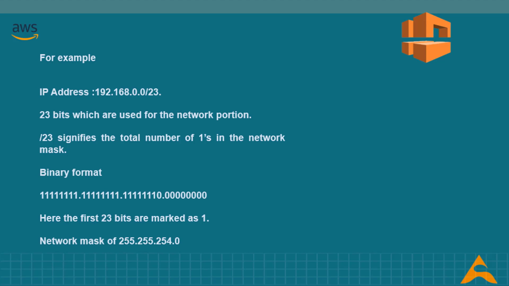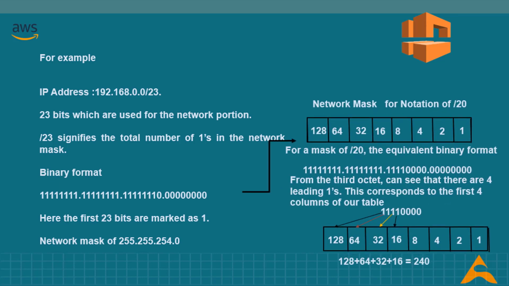Let's take another example. We have been given a notation of /20 as the mask. How can we calculate the network mask? We can do this with the help of the below table notation. For a mask of /20, the equivalent binary format would be as follows. From the third octet, we can see that there are 4 leading ones. This corresponds to the first 4 columns of our table. If we add these numbers, 128 plus 64 plus 32 plus 16, we get 240. Hence, our network mask would be 255.255.240.0.